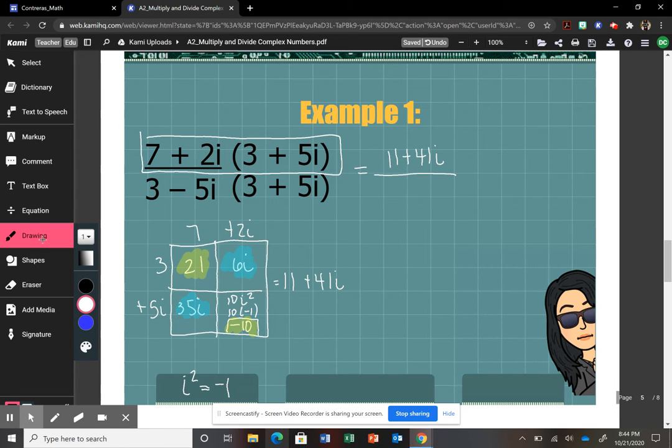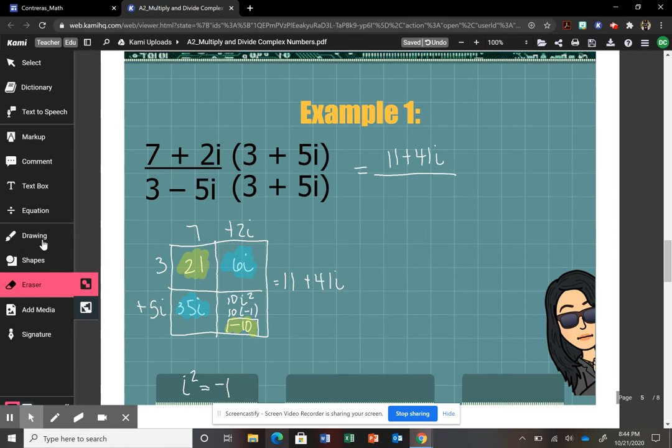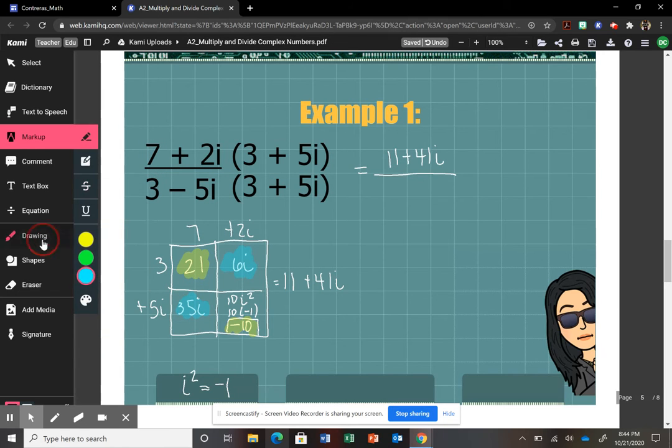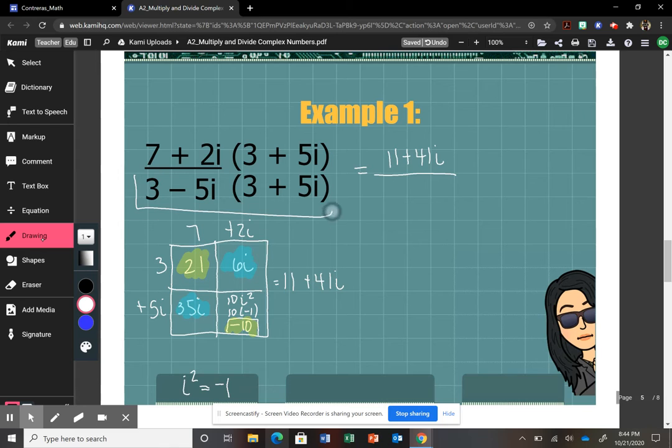And now I'm going to do the same thing. Now I have to multiply my denominator, so I'm going to multiply these two together. You can use whatever method, distributive, FOIL, however. Just for me, I like to have it nice and neat. So 3 minus 5i, and then 3 and a positive 5i.